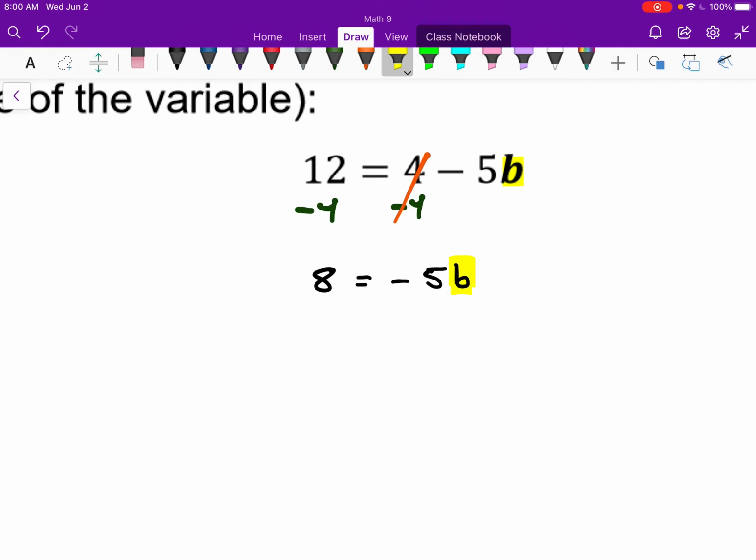And so now I can't tell by just looking at this what b equals. I can see I'm multiplying b by negative 5 to get 8. 8 is not a multiple of 5, so I know it's not going to be a whole number. And so again, if I want to figure out what b is, I just have to think about what's the inverse.